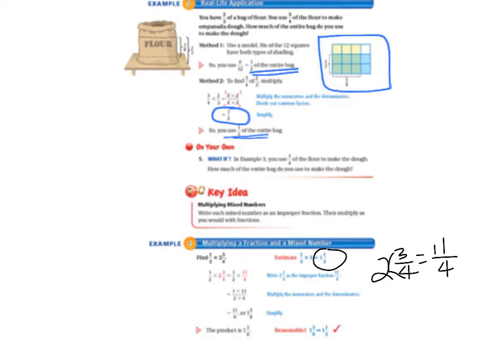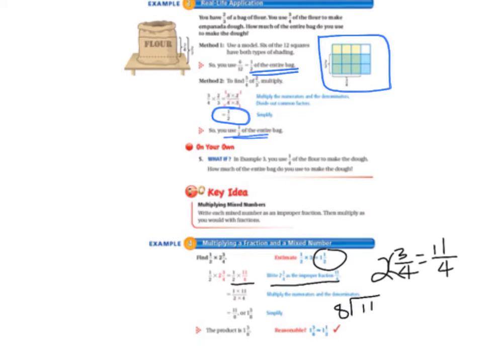So you multiply 1/2 times 11/4. So we wrote 2 3/4 as an improper fraction, and then we are going to multiply the numerators and the denominators. There are no common factors here that we can divide, so when we multiply we get 11/8, and we need to simplify that so we don't have an improper fraction. So we take 11 and we divide it by 8.